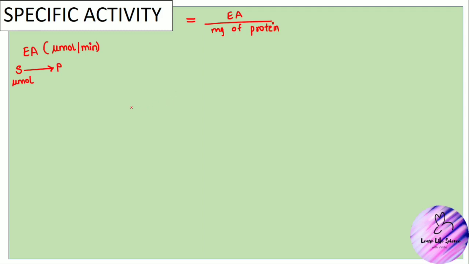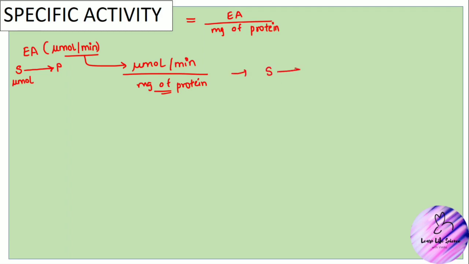While calculating specific activity, we just take this unit and consider it along with milligram of protein. Consider it means we will also include here the milligram of protein. Now the statement becomes the micromole of substrate getting converted into product per unit time and per milligram of protein. It means how much milligram of protein is required to convert micromole of substrate into product. So this is the simple statement regarding specific activity we all know.